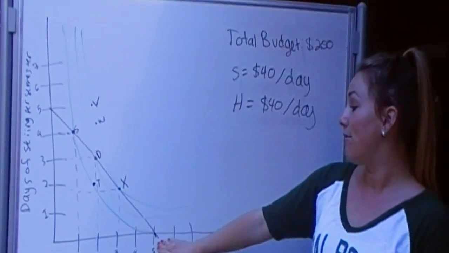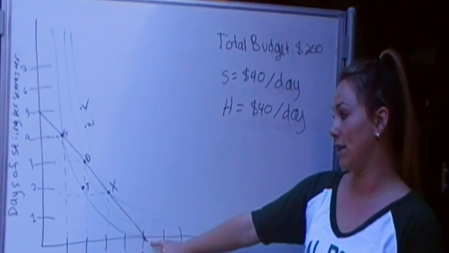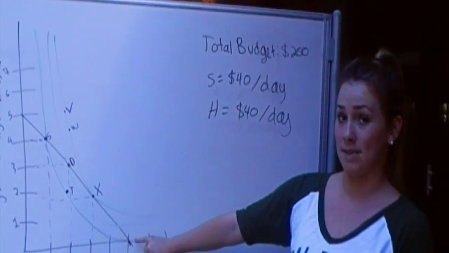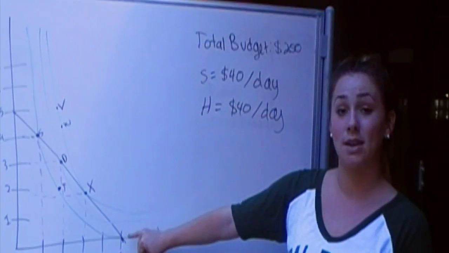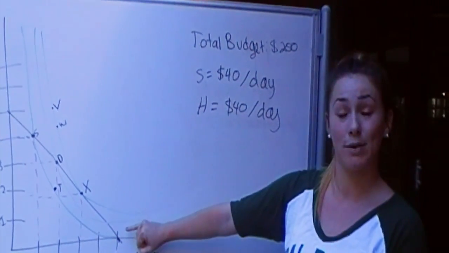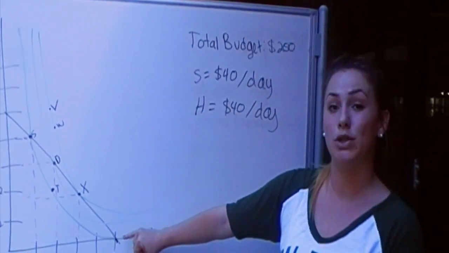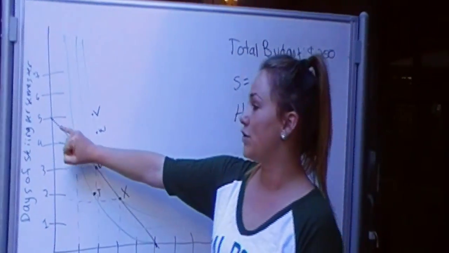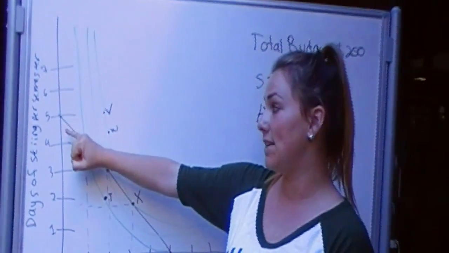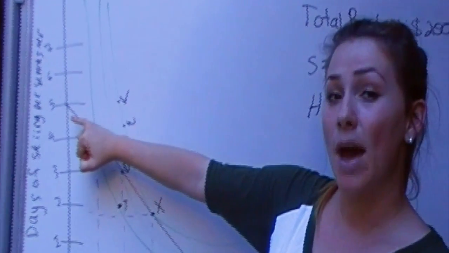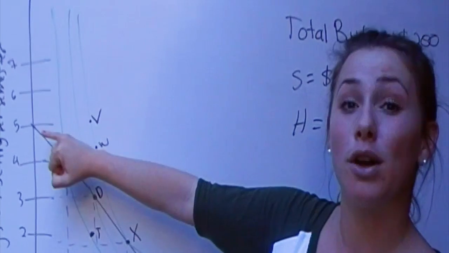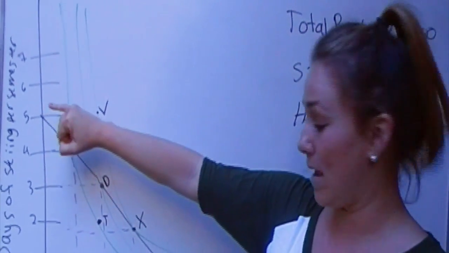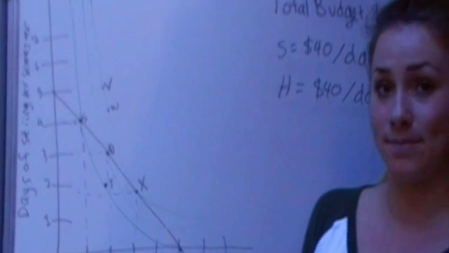If we do 5 days of horseback riding per semester, that means we'll have 0 days of skiing per semester. And if it's 5 days, you do 5 times 40, which is the cost of skiing or horseback riding per day, and that will be $200. On the contrary, if you did 5 days of skiing per semester, that would be 5 times 40, which is the cost of skiing per semester. That would also be $200, and you would not be able to go horseback riding at all.